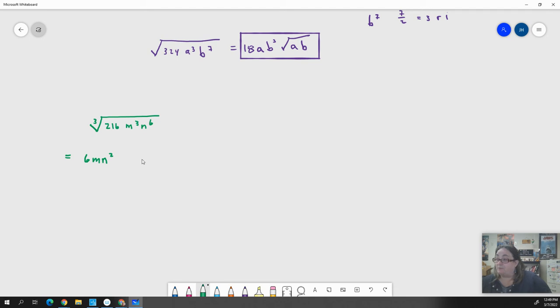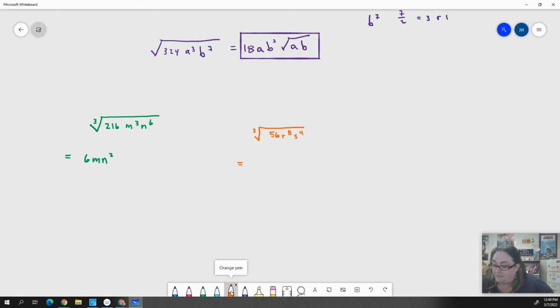I lied. I'm going to do one more. I want one that's not perfect. But this one, I promise, will be the last one. If I have a cube root of 56, hold on, this is r to the 8th, s to the 4th. R to the 8th, s to the 4th.